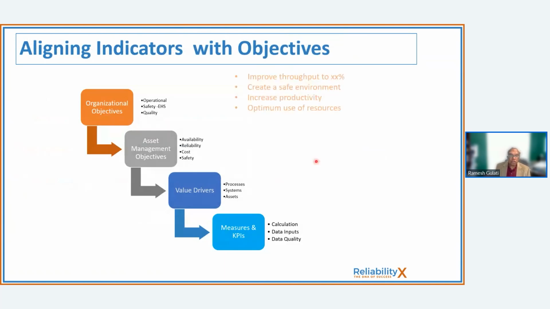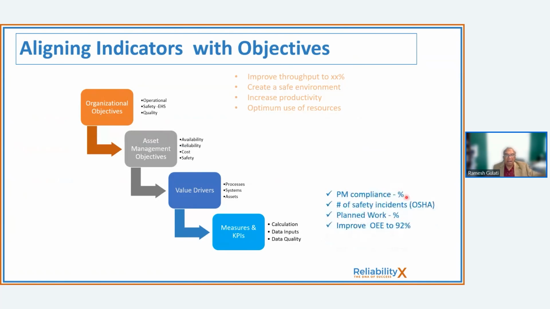Now, this one, improved organizational objective, could be improve throughput by a certain percent, create a safe environment, increase productivity, optimum use of resources at a pretty high level. Now, what could be at our level? Could be PM compliance rate.